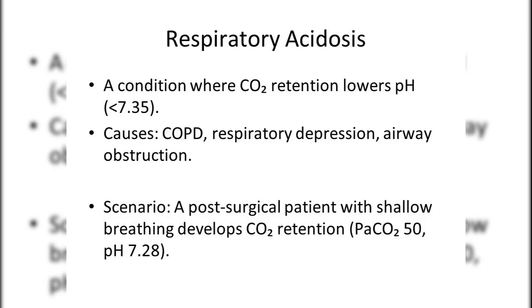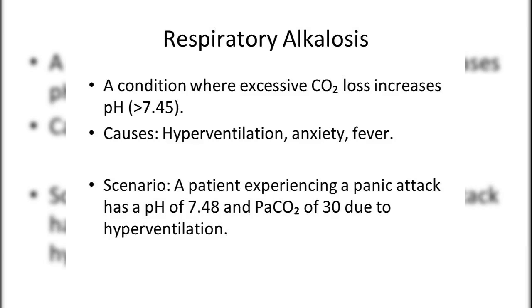Respiratory acidosis occurs when CO2 retention lowers pH below 7.35. It can be caused by conditions like COPD, respiratory depression, or airway obstruction. For instance, a post-surgical patient with shallow breathing may develop CO2 retention, resulting in a PaCO2 of 50 and a pH of 7.28. Respiratory alkalosis happens when excessive CO2 loss increases pH above 7.45.